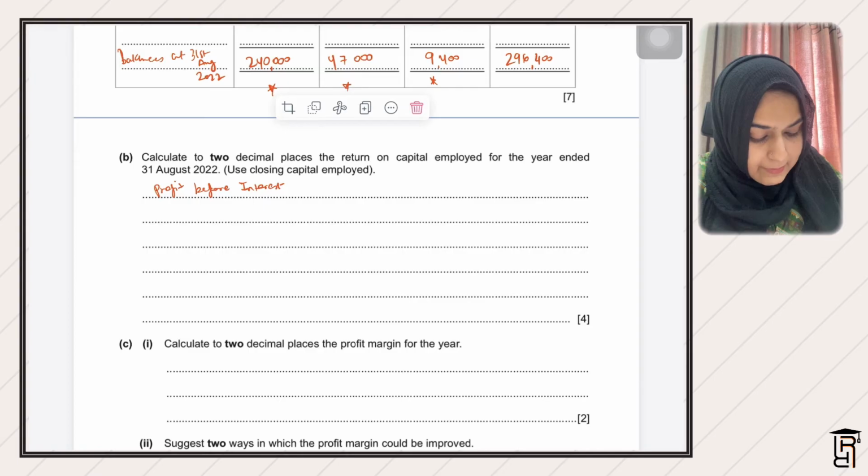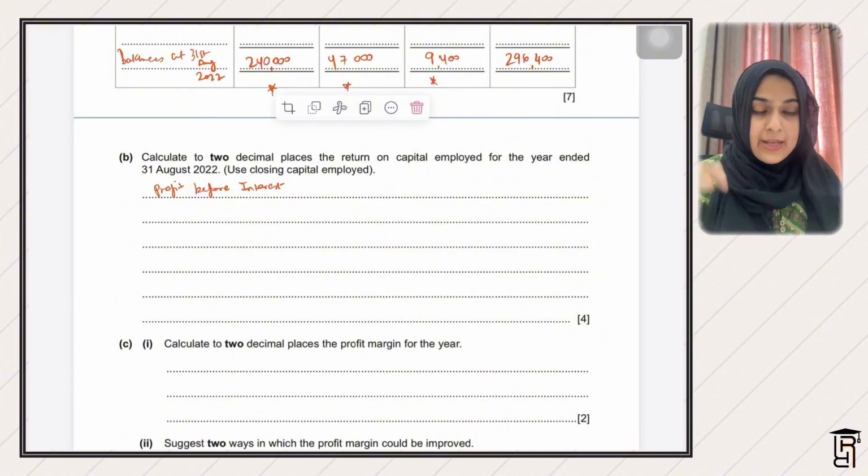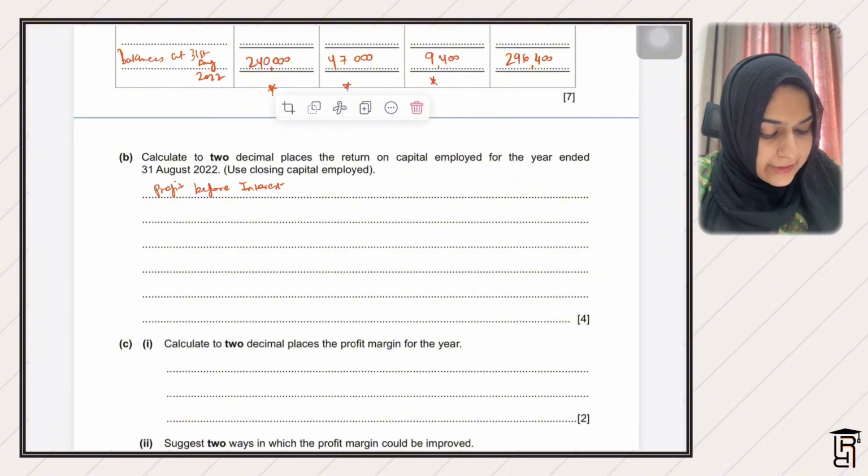You divide this by capital employed. So capital employed is also a formula. Capital employed in case of companies is equity, that is share capital, plus reserves. So reserves are two reserves, that is general reserve and retained earnings. And then obviously we have a non-current liability here, that is debentures. So that is going to be my capital employed. Then I multiply this by 100.